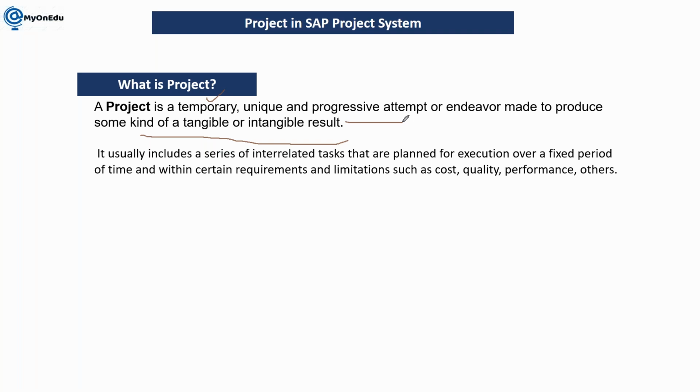The objective of a project is to achieve some tangible or intangible goals. It usually includes a series of interrelated tasks. To complete the project, you need to execute some activities, and based on that you achieve your final result. You need to follow some quality standards, manage the performance, and use different resources in the project.